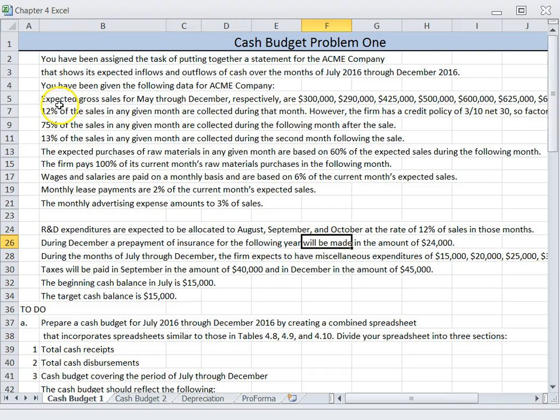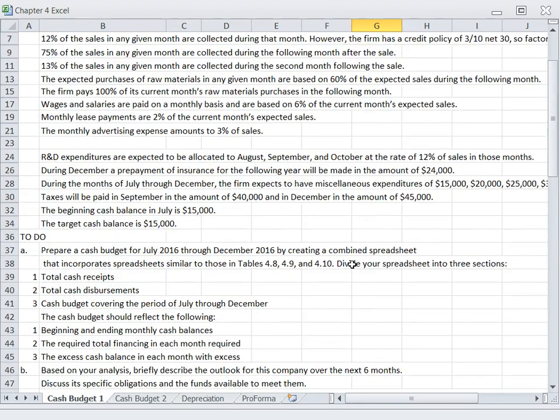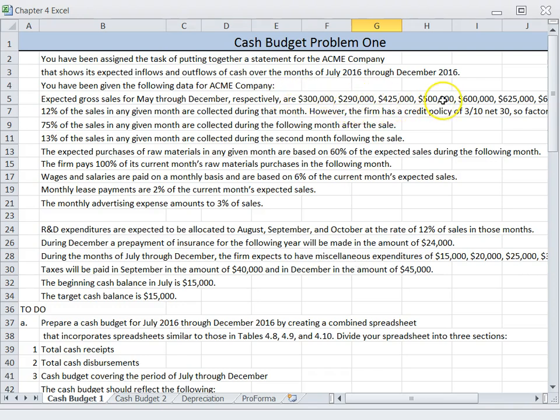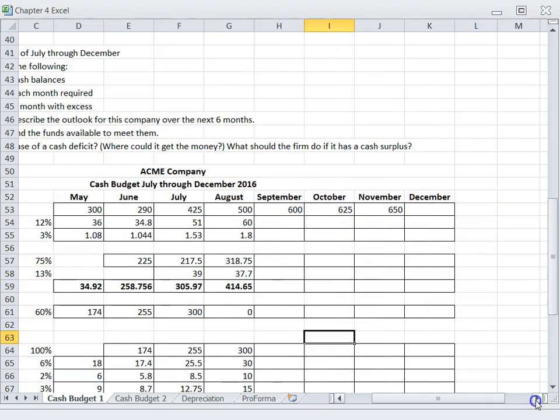So first thing is, when they're giving you expected gross sales from May through December, this 300 is going to represent May, and this last number over here will represent December. So if we go down to the spreadsheet, you see how it's already filled in here: May, June, July, August. That corresponds with May, June, July, August. See how those are the same numbers? So what I would do is fill in the rest of the numbers on the remaining cells. So I have September, October, November, and then there's a December.